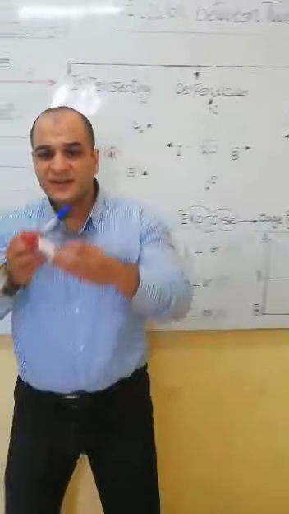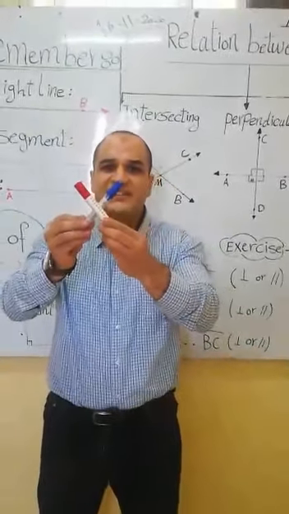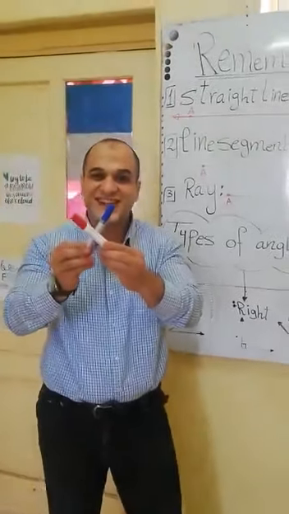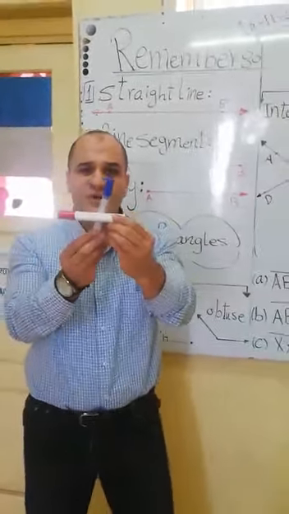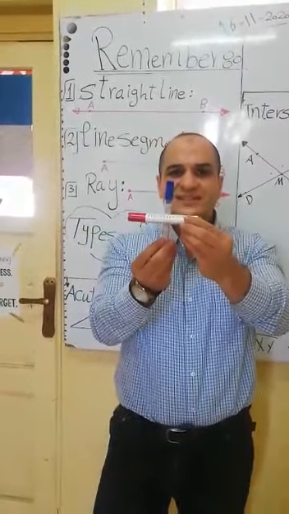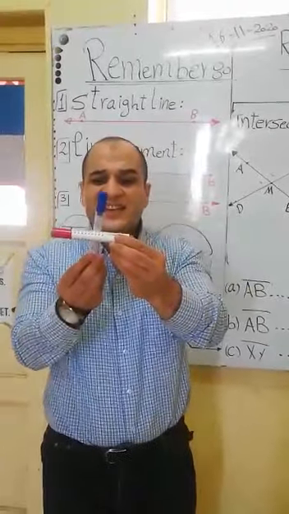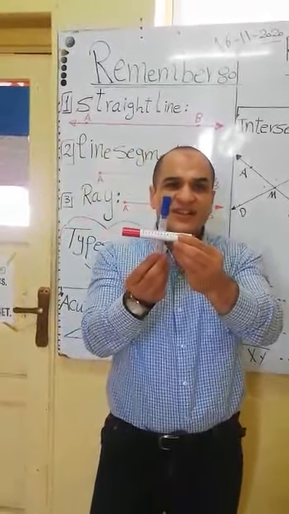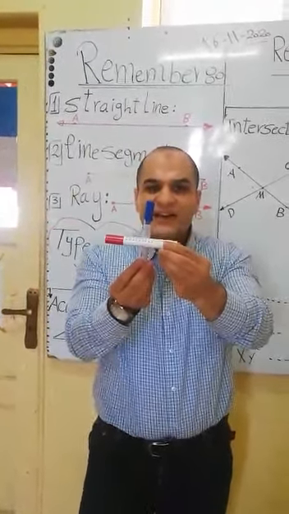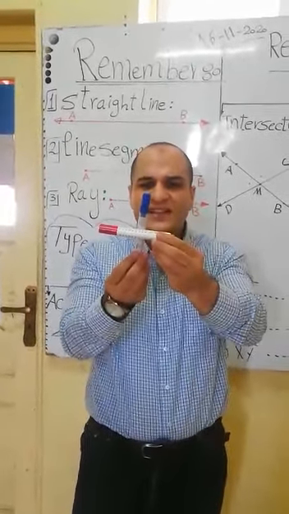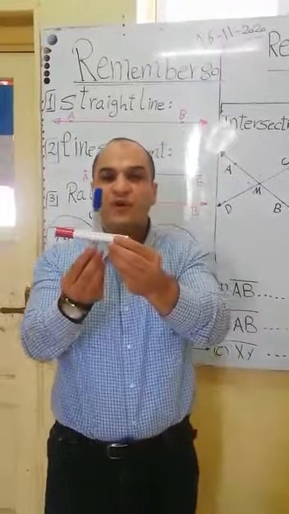Again, what is this called, two straight lines? Who can tell me the answer? Intersecting. Excellent. What is this called? Perpendicular. Excellent. How many angles in the perpendicular case, and what type? It's four right angles. Two straight lines make four right angles.